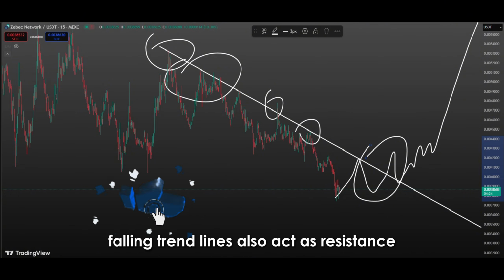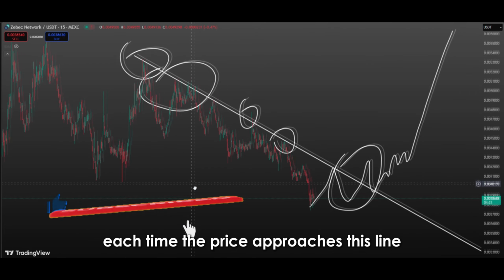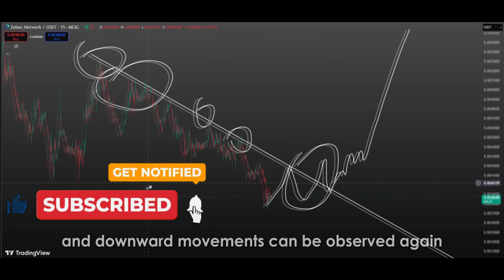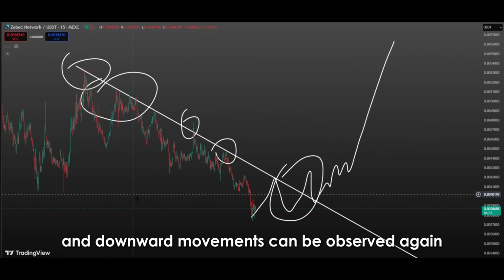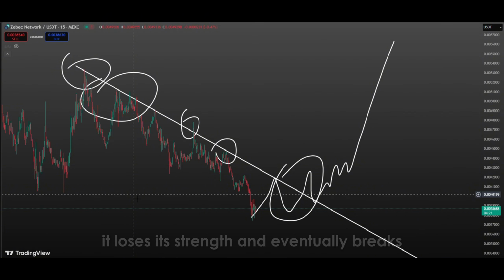Falling trend lines also act as resistance. Each time the price approaches this line, selling pressure increases, and downward movements can be observed again. However, as this resistance line is repeatedly tested, it loses its strength and eventually breaks.